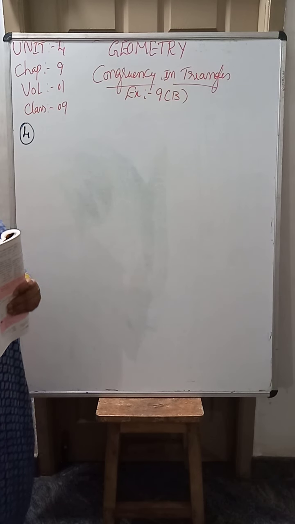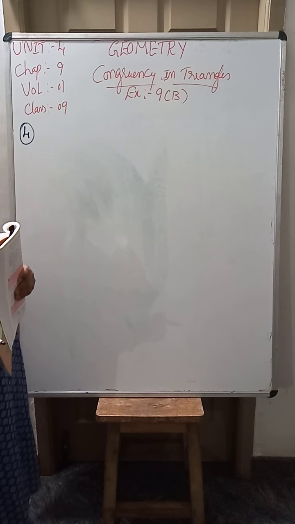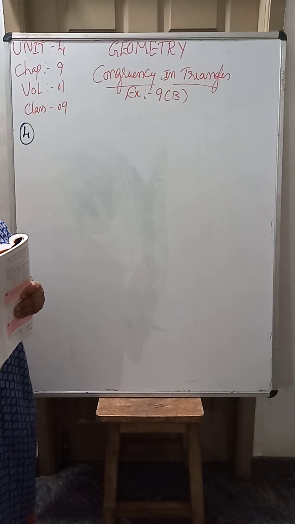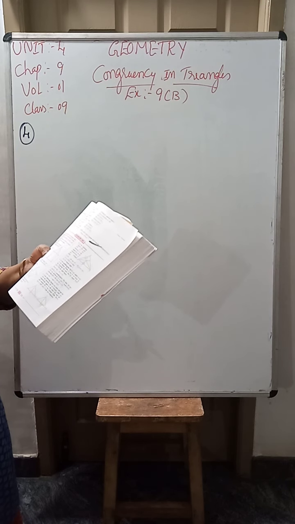Children, welcome to the class 9 of volume 1, that is chapter 9, congruency in triangles. Now we are with the exercise 9B. Already I have solved one problem and I asked you to do the same way the third one. Now let me be with the fourth problem.